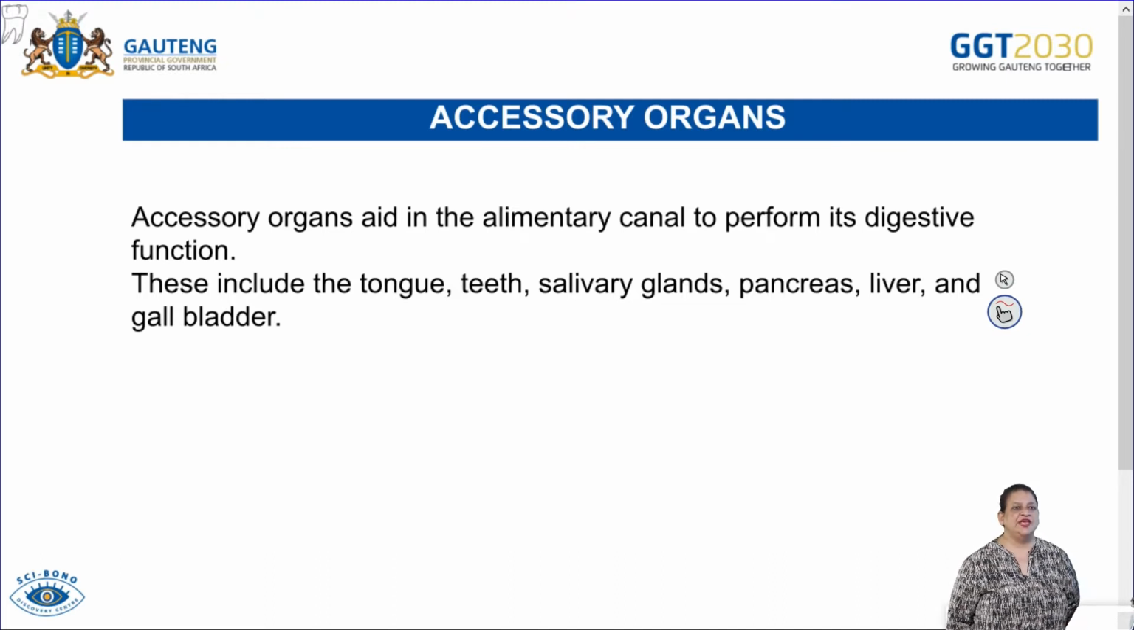In other words, these organs assist the main digestive system to perform its functions. Now, what are some of the accessory organs? It's like the tongue, the teeth, the salivary glands, the pancreas, liver, and the gallbladder. We will see this very nicely in the actual torso of the digestive system.